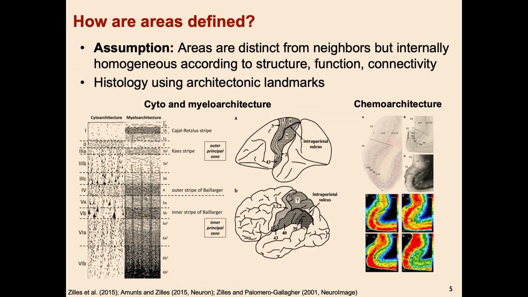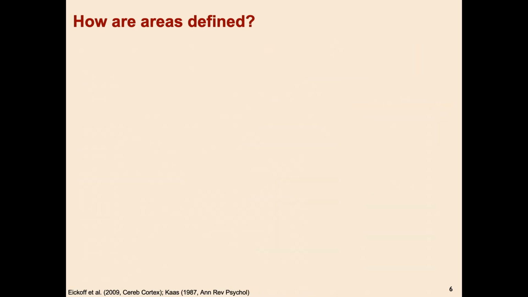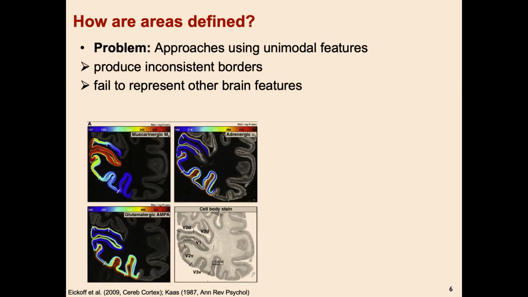Most of the data that we have are based on histological methodologies, trying to find landmarks based on architectonic profiles such as cytoarchitecture, myeloarchitecture, and chemoarchitecture. But there is some intrinsic problem here, right? If we use these unimodal features, we know that most of the time they won't produce consistent borders. And if we rely, for example, on one architectonic map, and we use that to represent how homogeneous it is in representing another brain feature, there might be some problem when you do that.